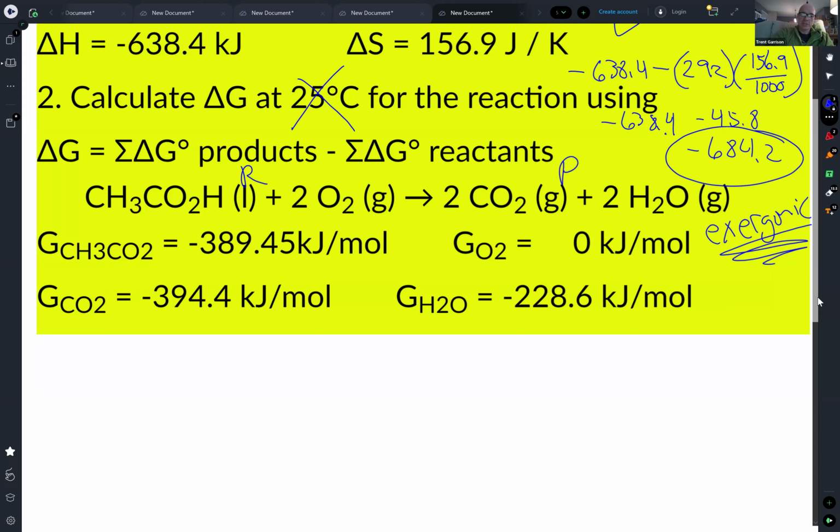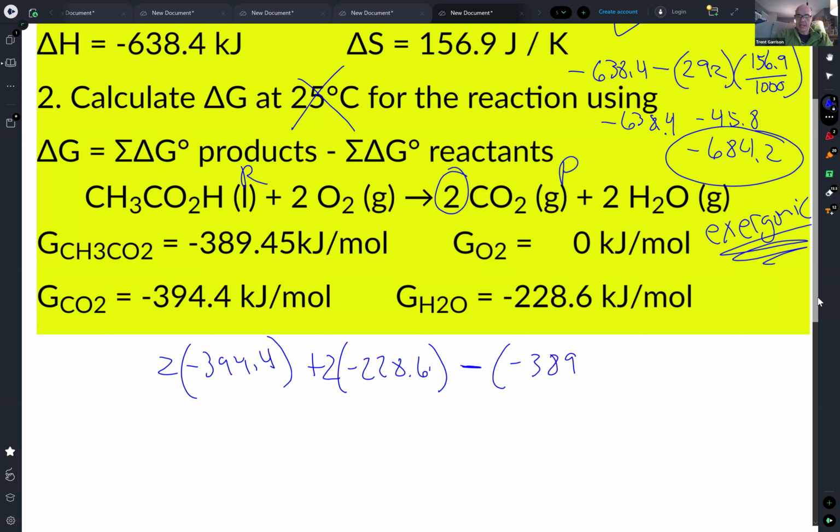So CO2 is negative 394.4, but there are 2 moles of that, so I need to multiply it by 2. There are 2 moles of water, so that's going to be negative 228.6. And again, multiply that by 2. Now the reactants, it's minus the negative 389.45. Because they are both negative, that's going to make them positive, and the oxygen has a 0, so it does not actually affect it any.